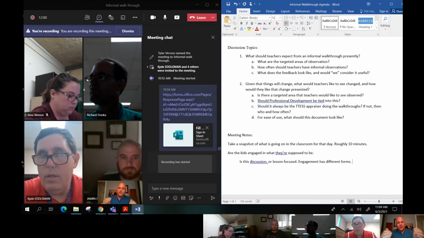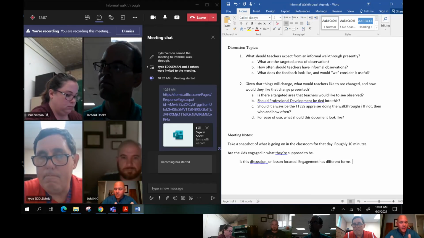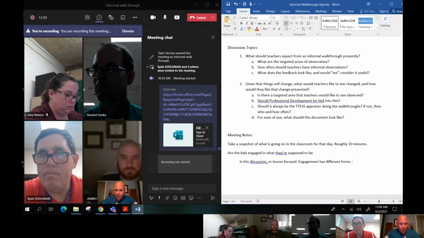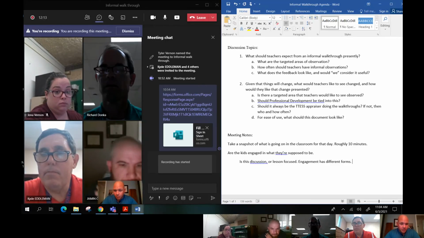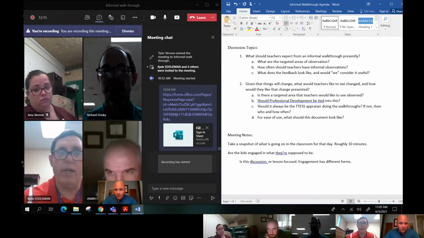So I think that kind of transitions us into the next point. What are the targeted areas of observation? So on that DMAC sheet that we're using, what are the main focus points? If you have to pull that up, pull it up if you need to. If not, if you remember it, then that would be perfectly fine.